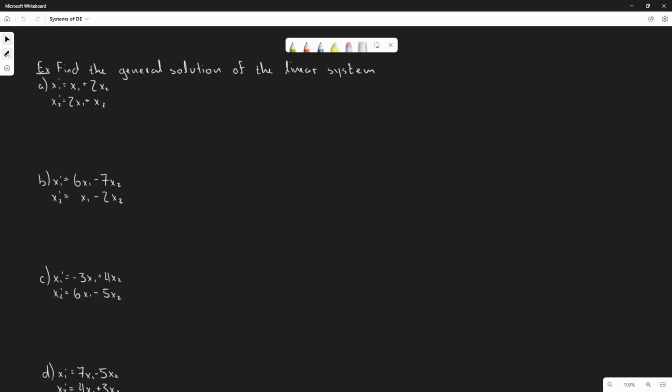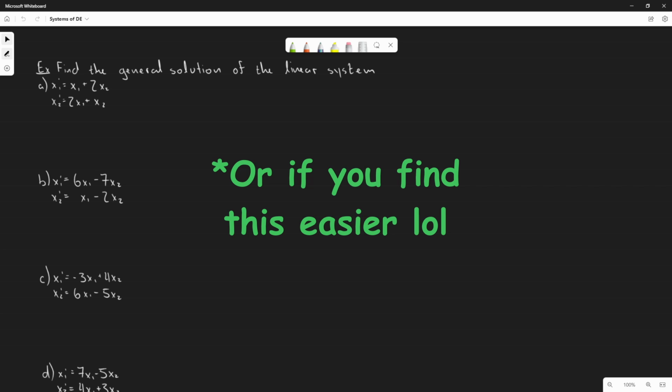So the first example is: find the general solution of the linear system. For part A, we have x1 prime is equal to x1 plus 2x2, and then x2 prime is equal to 2x1 plus x2. If you remember from a couple of videos ago, you can solve this by converting it to a second order ordinary differential equation and then using one of those methods to solve it. But this is going to be a different approach, in case your professor says don't use that. So we're going to go ahead and do this one.